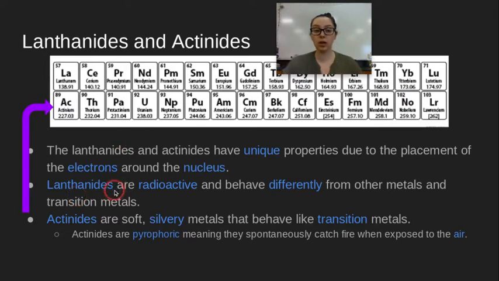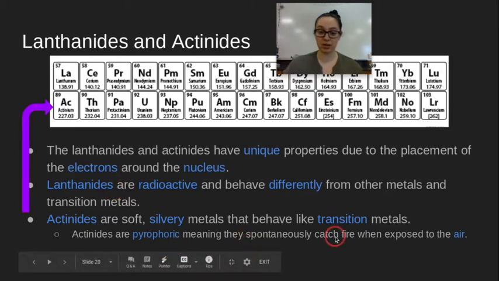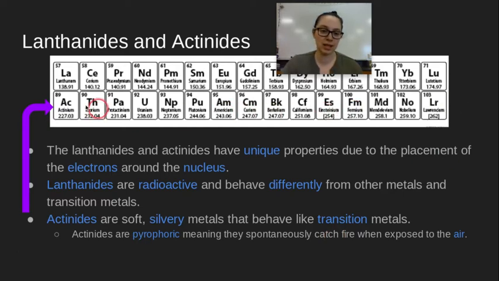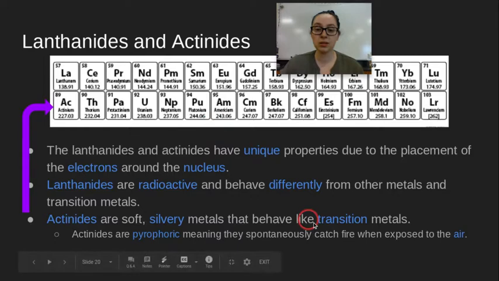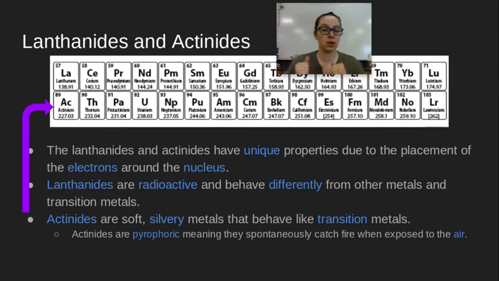However, the cool thing about actinides is that they are pyrophoric, meaning that they spontaneously catch fire when exposed to air. So when we store elements like this, especially uranium, thorium is a very strong metal. Uranium and plutonium are both very radioactive, just like lanthanides. But when we store them, we have to store them in this special non-reactive oil that minimizes their exposure to air. Because if we expose them to air, then poof, they would just catch fire.